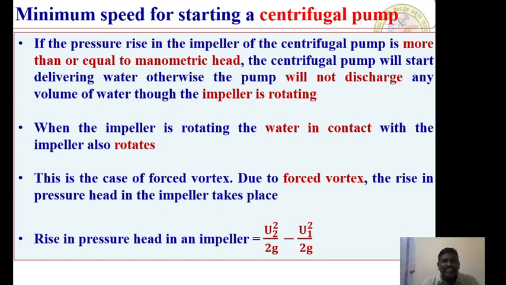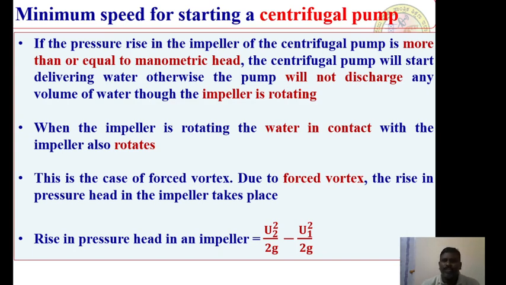What is that quantity? If the pressure rise in the impeller of a centrifugal pump is not equal to or more than the manometric head, if that particular amount of pressure rise has not yet been reached, even though the centrifugal pump is running at a very high speed, the pump will not deliver any volume of water. Therefore, what is the minimum speed at which the centrifugal pump can deliver water? This is the important concept in this case.